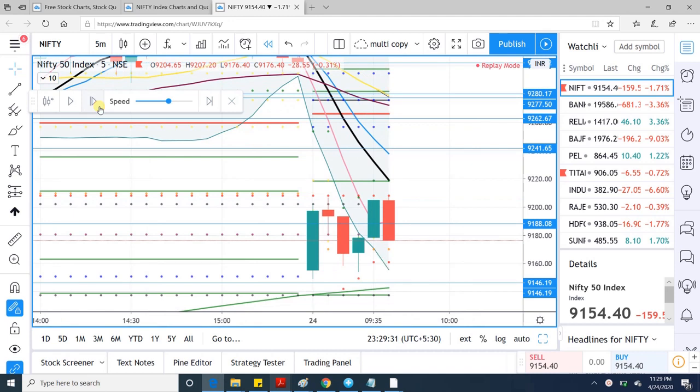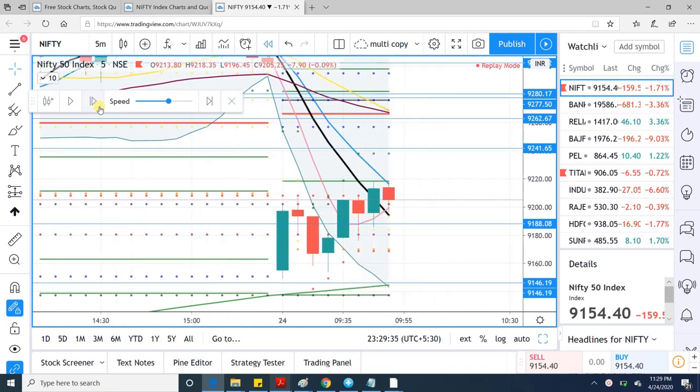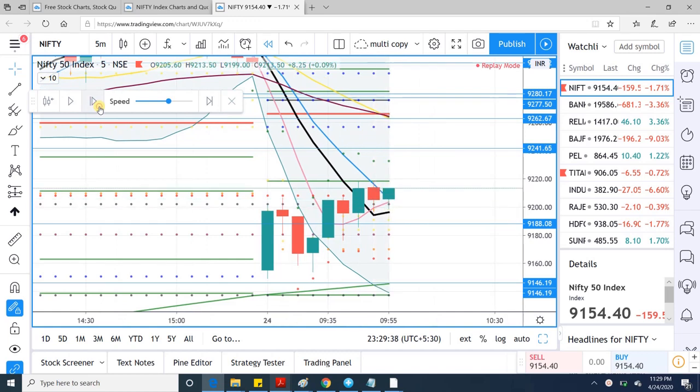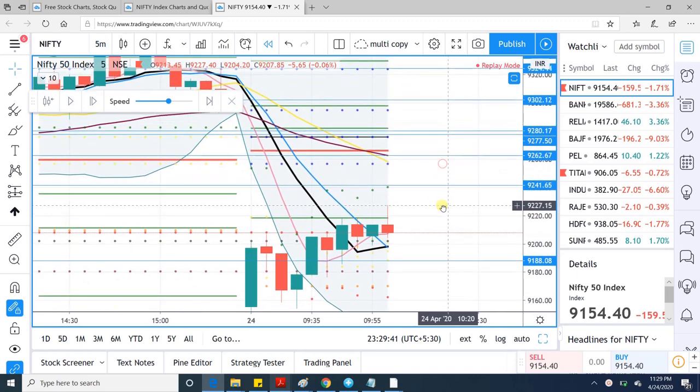So this touches the 8 moving average, and now it may face rejection. Like I said, we will take a scalping trade once price touches this 20 moving average, this yellow line, and we will short this. Why? Because this is a falling moving average. A falling 20 moving average signifies a downtrend, and we will do a scalping. I will tell you the position.